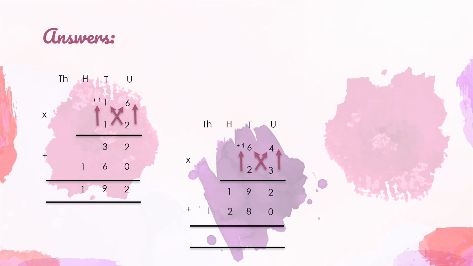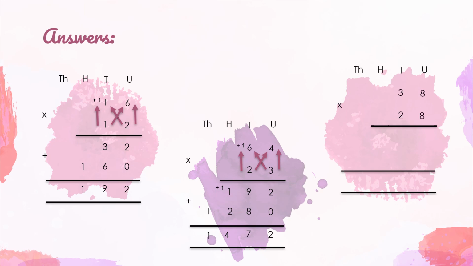Now you can add these 2 numbers together. Start from the units column, 2 plus 0 is 2, 9 plus 8 is 17, it's a 2-digit number, put down your 7, carry your 1, 2 plus 1 is 3, 3 plus 1 is 4, and nothing plus 1 is 1. Your answer there is 1,472.